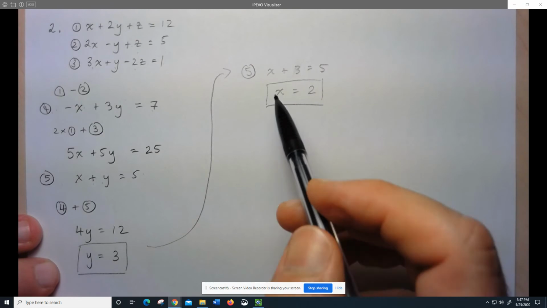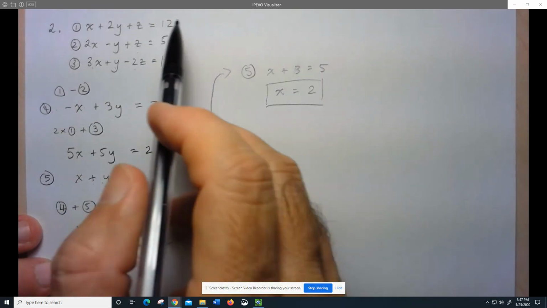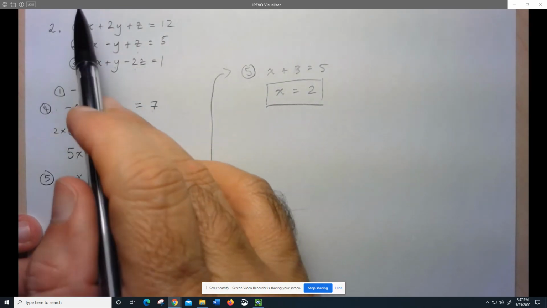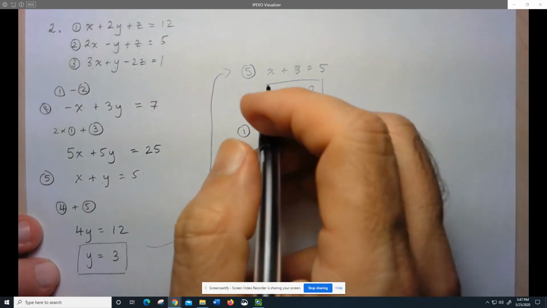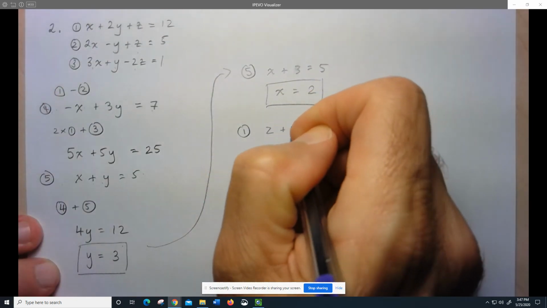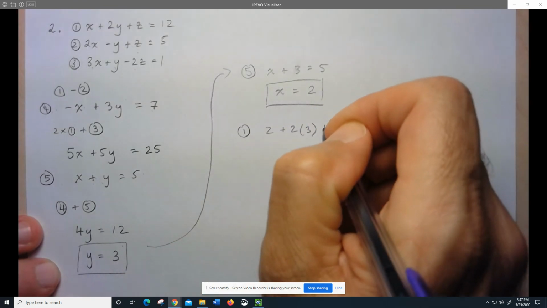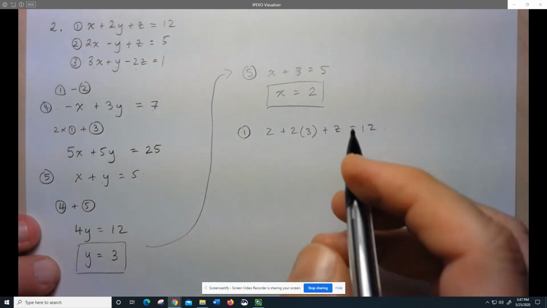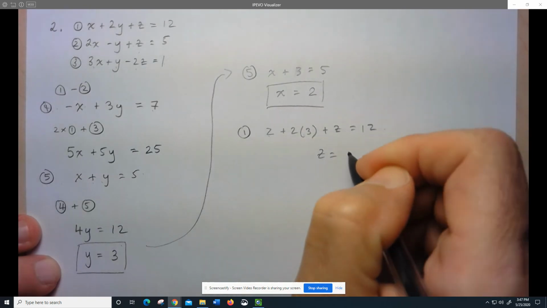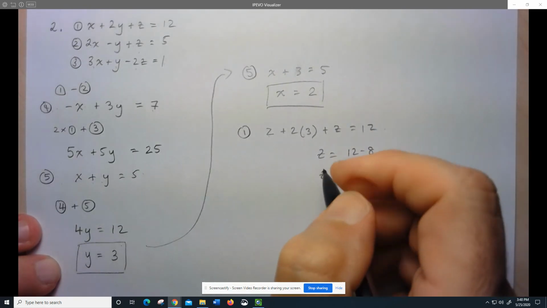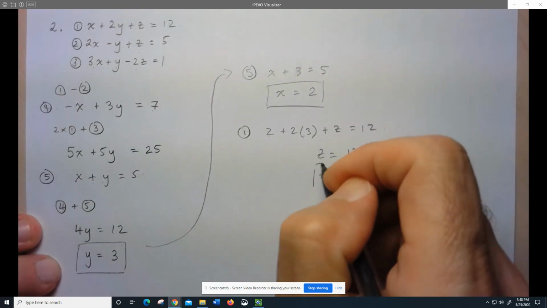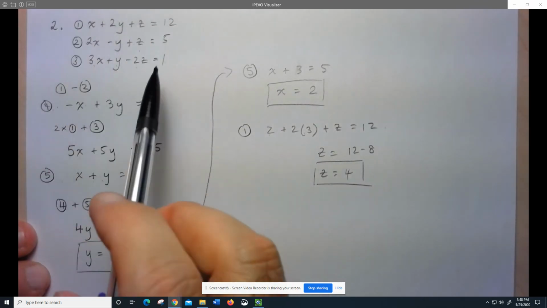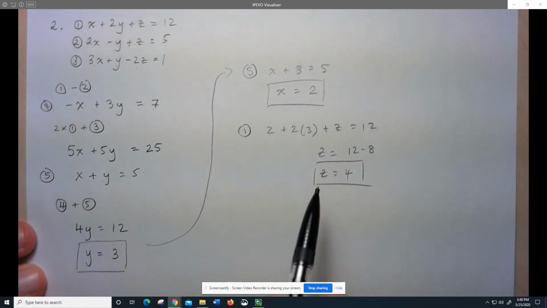But now that we know what x and y are equal to, I can now go back to one of those equations that has all three and solve for z. Okay, so say I take equation 1 now, and wherever I see an x, I replace it by 2. Wherever I see a y, I replace it by 3. And look at that. I can now solve for z. So 2 plus 6 is 8. So z is equal to 12 minus 8. Z is equal to 4. And there you go. So there's only one triple that solves all three equations. X equals 2, y equals 3, z equals 4.